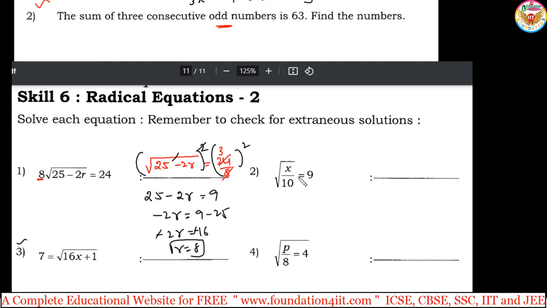In any problem given, if you get a square root, apply squaring on both sides. For example, question number 2. Applying squaring on both sides, the square and square root cancel. x divided by 10 is equal to 9 squared, which is 81, 9 into 9. 10 takes to the right side, so x is equal to 810. Right? Here also there is only a square root, so just apply the squaring.